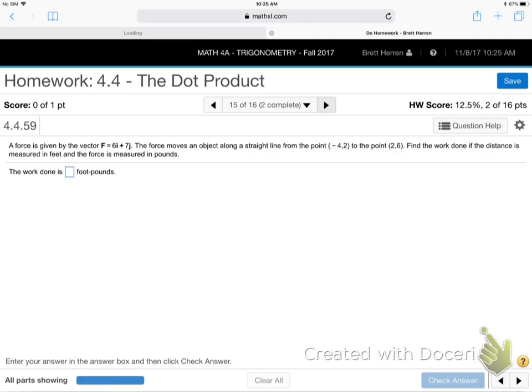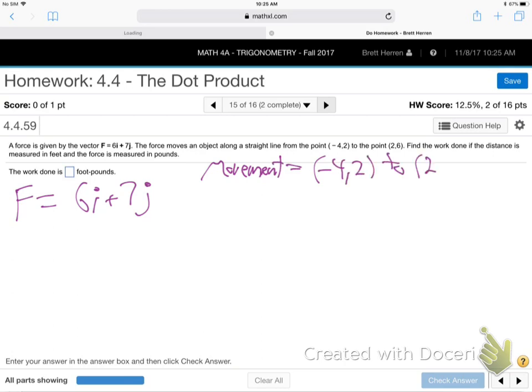So force, they're just handing me the force vector. I don't have to work for it. 6i plus 7j, there's the force vector. And the movement, the distance, is from negative 4, 2 to 2, 6.